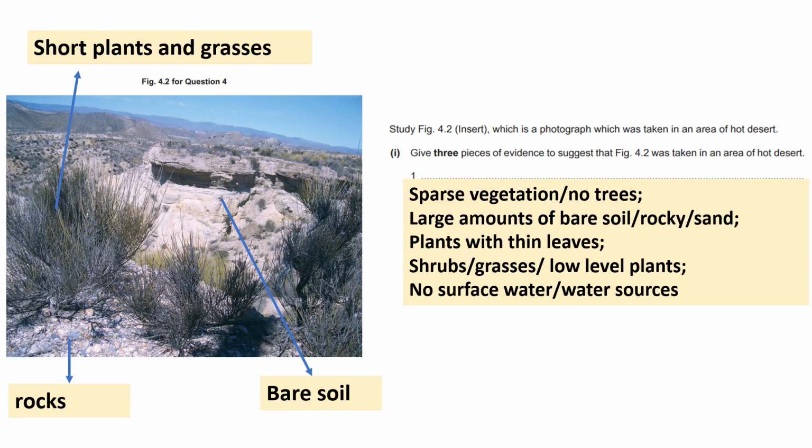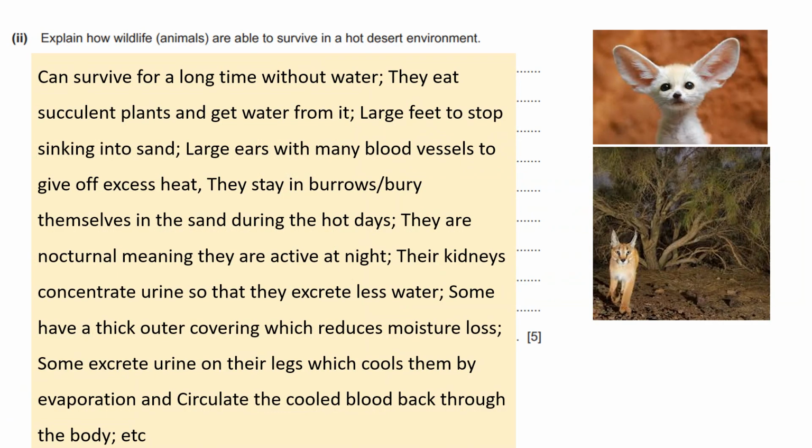So no broad leaves, which is one of the characteristics of plants within a desert region. They have thin leaves. We have grasses and low-level plants, which are like the short plants I mentioned earlier. We have shrubs. Then no water. There is no single water source within this diagram. So that explains why it is a hot desert climate.